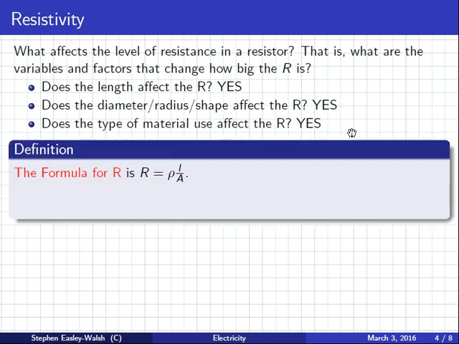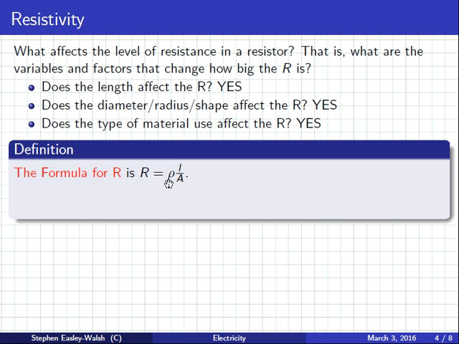Putting these all together, you can actually arrive at this formula. Before you write it down, let me just explain each part. This is the total resistance, R, and it depends on the length. You can see that if the L is bigger, the R is bigger. It depends on the cross-section area. Now this is interesting. The bigger the area, the smaller the resistance.